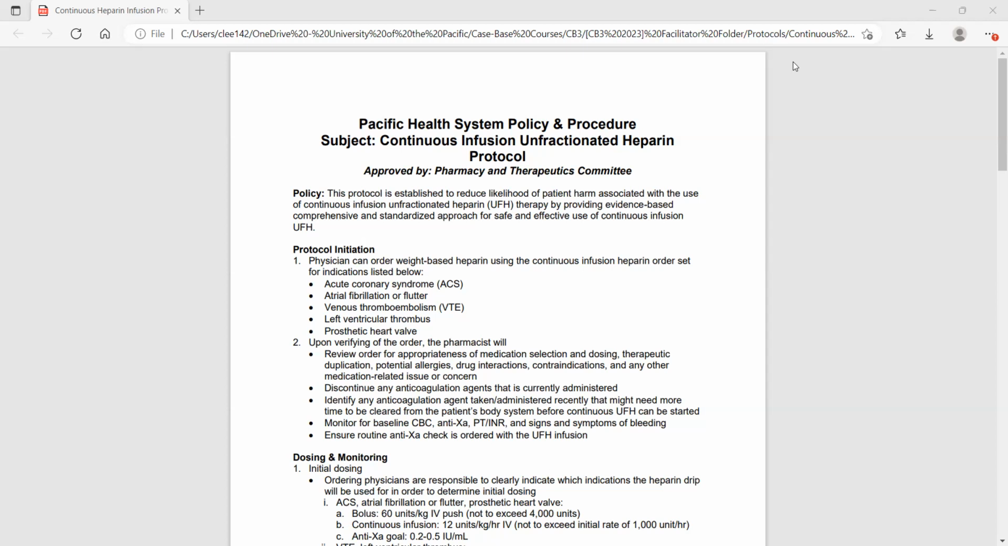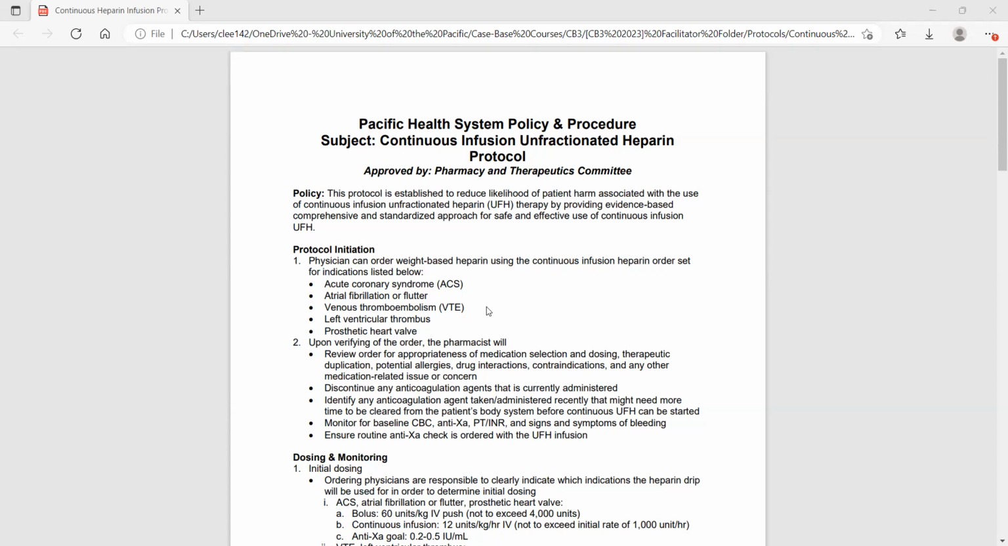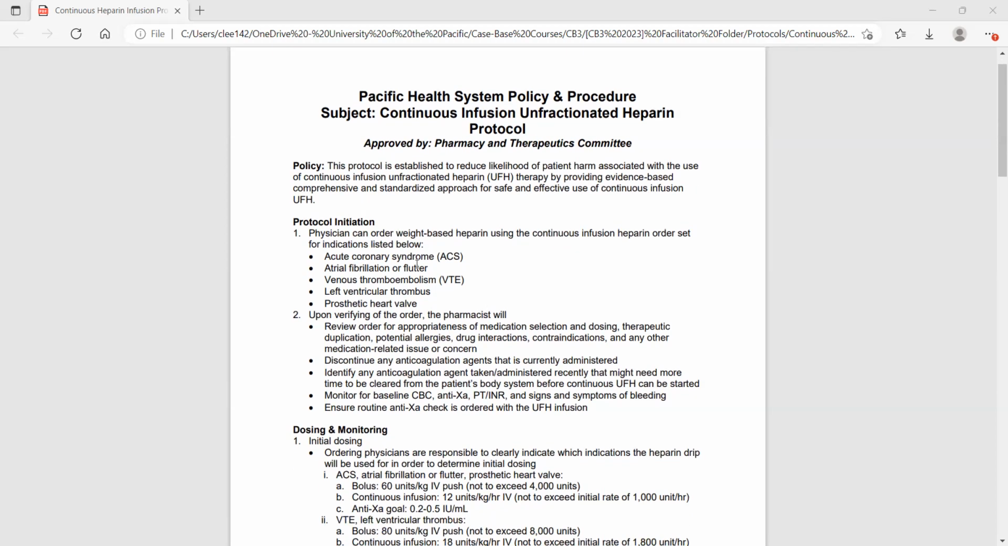So most of the heparin protocols will sort of lay out how physicians should order the heparin, as protocol initiation. And then they will have multiple indications to choose from. Sometimes they will have an order set specific for an indication, or it can be just a general heparin order set where they can choose what kind of things to monitor, what doses to order, what goal levels to expect. So those are kind of the ordering part for the physicians.